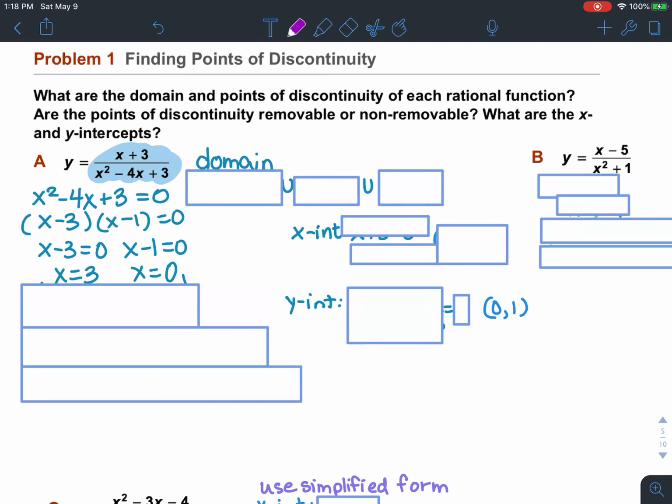Why do I have 0? That's bizarre. It's not 0, it's 1. Must have been tired when I made this. Okay, x equals 1. So what's happening there?